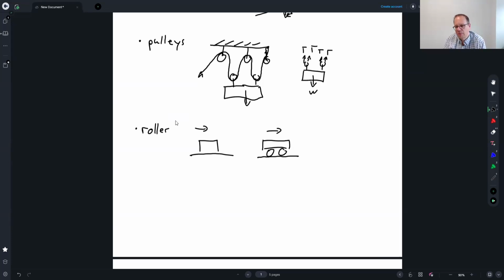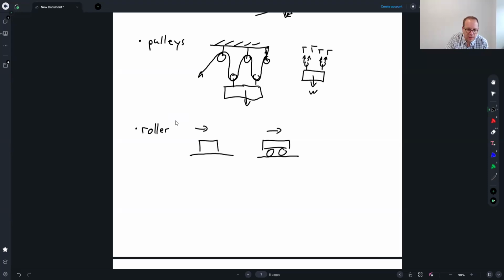Again, if you think about Egyptians, or even medieval Europe, you will have big logs with a big heavy weight on them, and then we can push them along. Doesn't mean it's easy to move necessarily, but it's easier. That's always what we're going for.